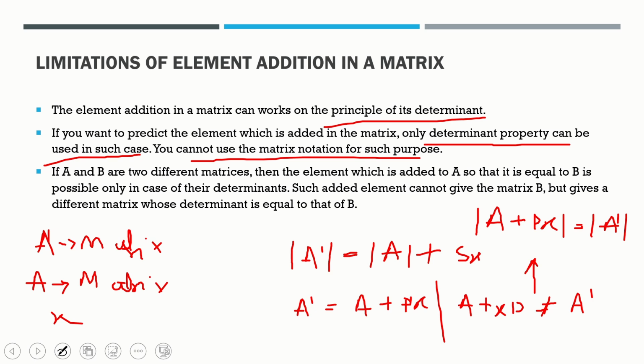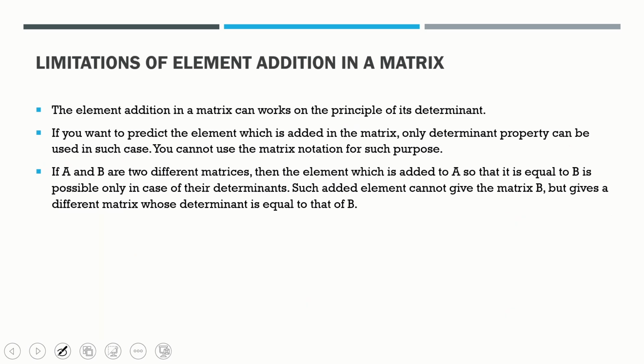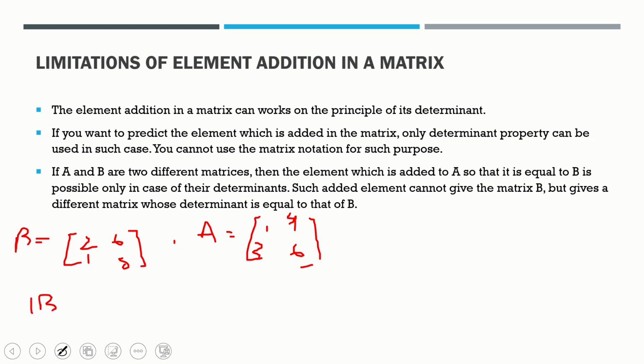Let us take B equal to 2 6 1 8 and A equal to 1 4 3 6. You need to find x. So its determinant is 10. You calculate, you will get your answer.